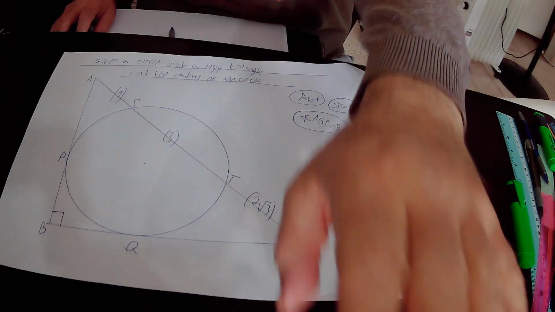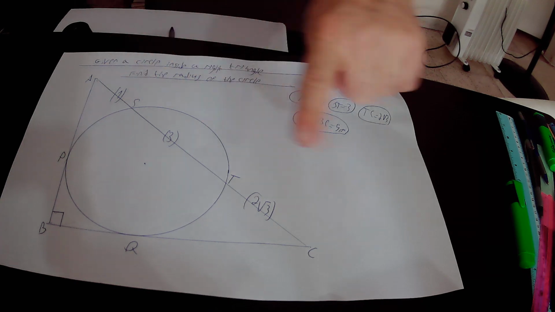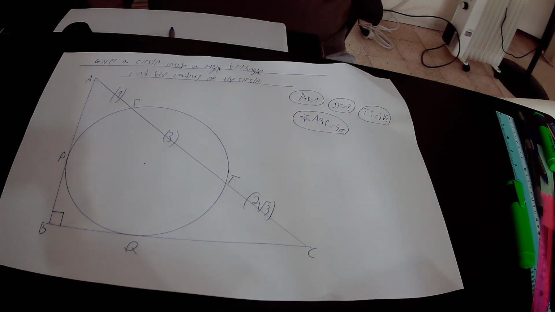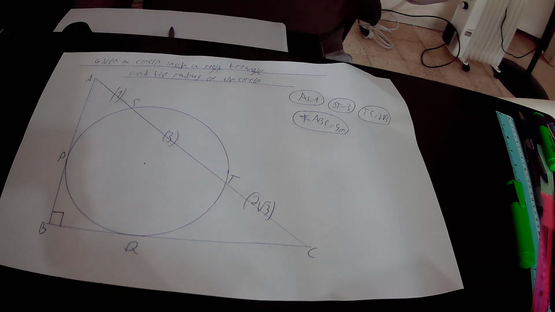Now, in this lecture, we'll find out the radius of a circle. In the drawing, we have the right triangle ABC. Inside this right triangle, we have this circle, and our mission is to find out the radius of this circle. In addition, we know that this is angle ABC, this is a right angle.